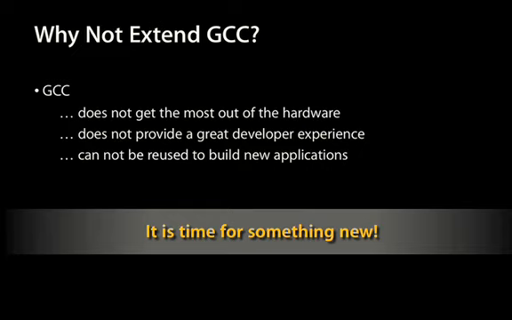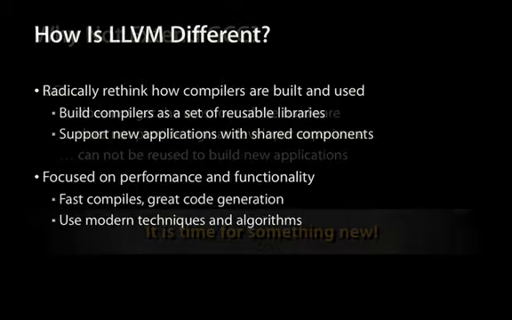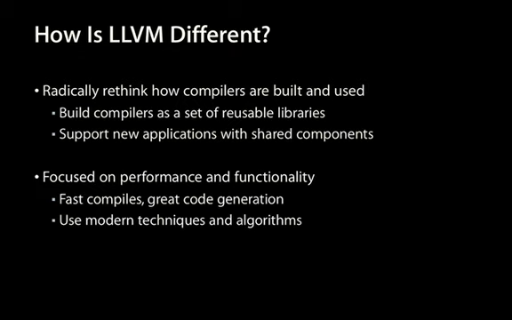We want to do something new, we want to push forward. I think there's a huge amount of innovation that we can bring to compilers, and we're just starting to do that now. So LLVM is all about redesigning how we build compilers. We build them as libraries so that we can use them in new ways in different applications. So we can reuse them, so we can use an x86 code generator in some way that we never would have thought about when we built it in the first place.